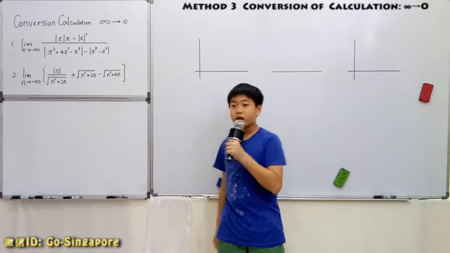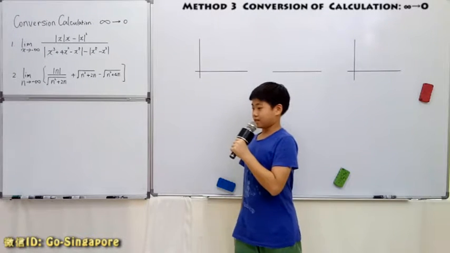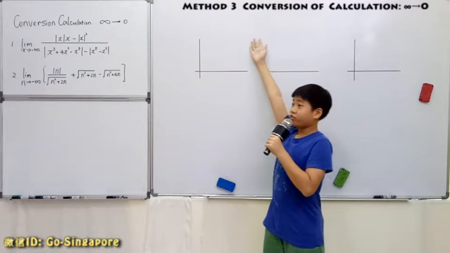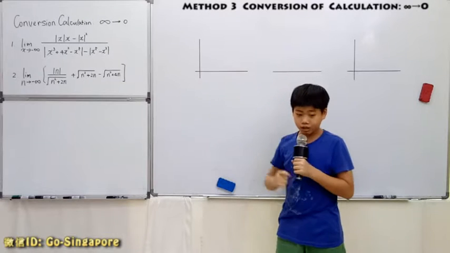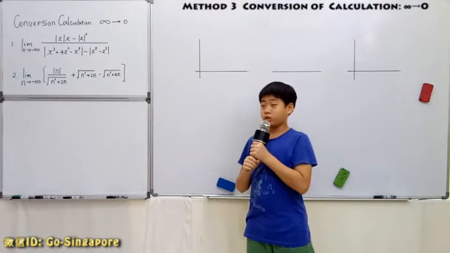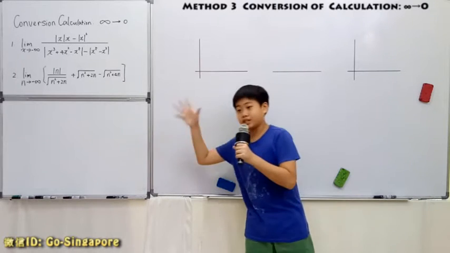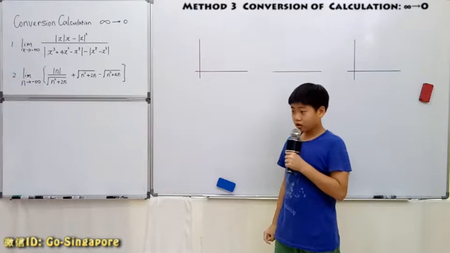This lesson is on the methods of limit calculating. We're at method 3, which is the conversion of infinity calculation to infinitesimal calculation. Well, do you know why we change from infinity to become infinitesimal? Here, I'll tell you why.